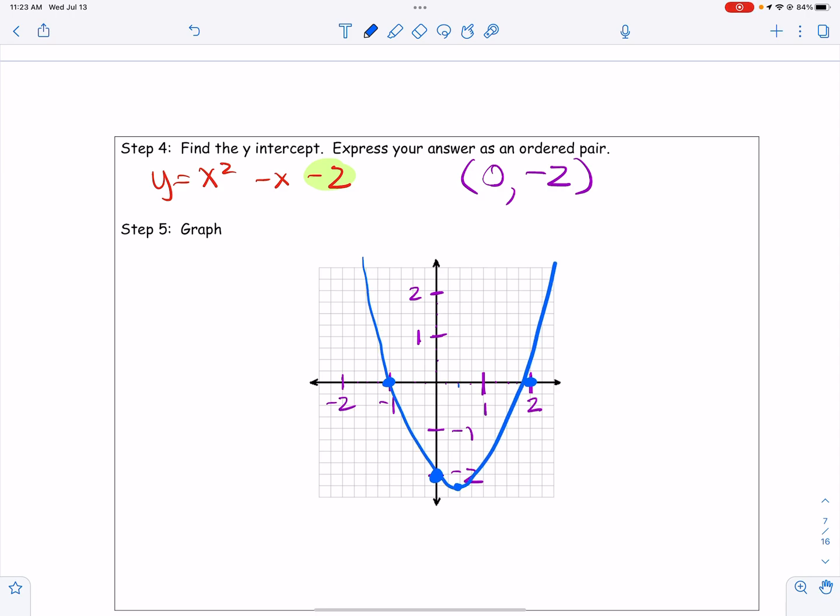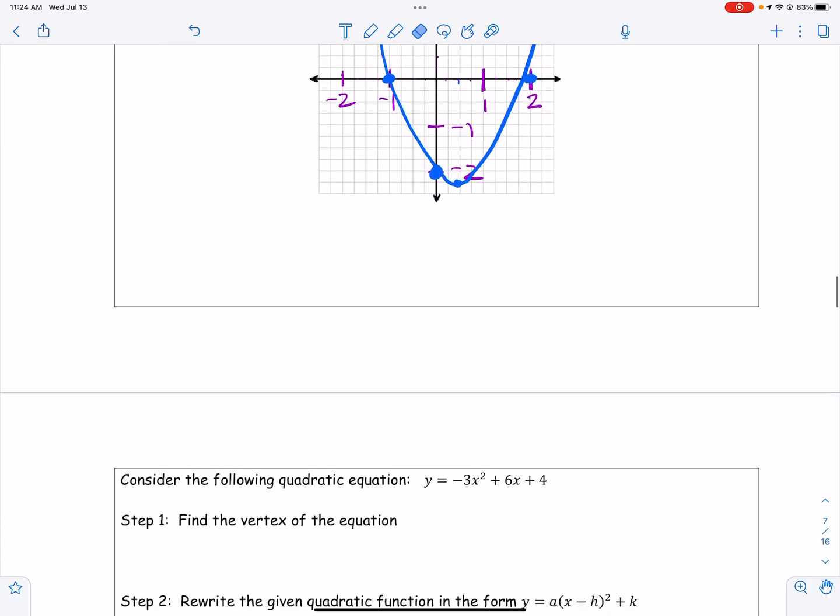Now, I won't give you fractions, but I must have pulled that one out of your homework somewhere. So that's what your graph is going to look like. Okay? All right, let's try this next one.